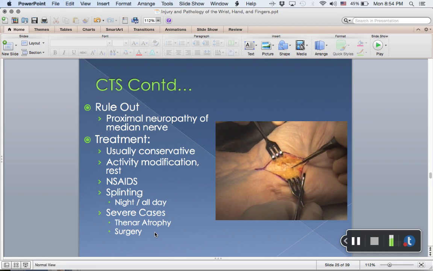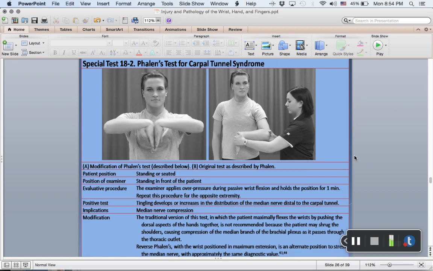With that, when they cut that ligament, a lot of times this will not reoccur. If someone has it on one wrist, especially if they do a job where they're using their arms and hands a lot, it is common that it'll occur in the opposite wrist as well. Again, a way to test for this, some people say Phelan's test for carpal tunnel, modification.